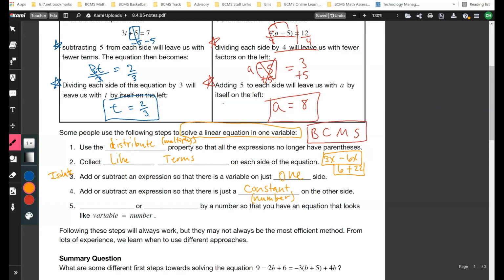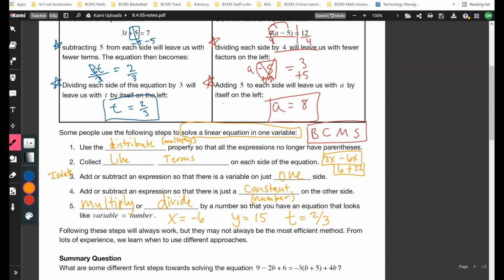And then usually the last step is to either multiply, or a lot of times it's divide, right, by a number, so you have an equation that looks like a variable equals a number. So x equals -6, or y equals 15, or even t equals 2/3. We saw that up there in those examples. So those BCMS steps that we went over way back before Thanksgiving break, like I said, I'll put that screenshot of that slide in the folder again today.